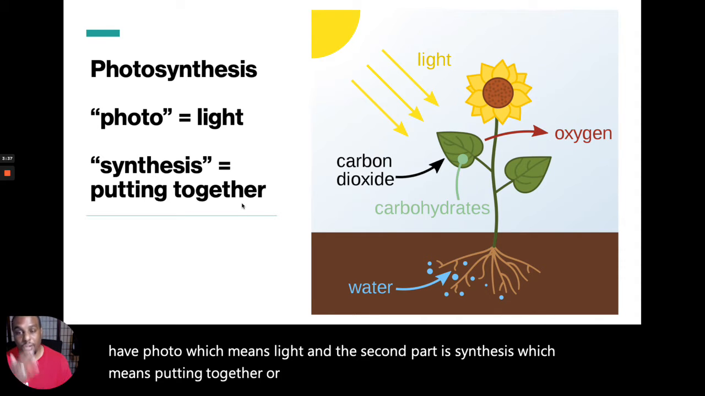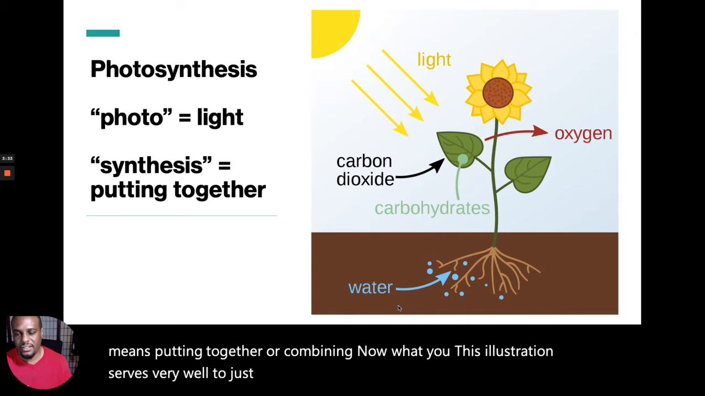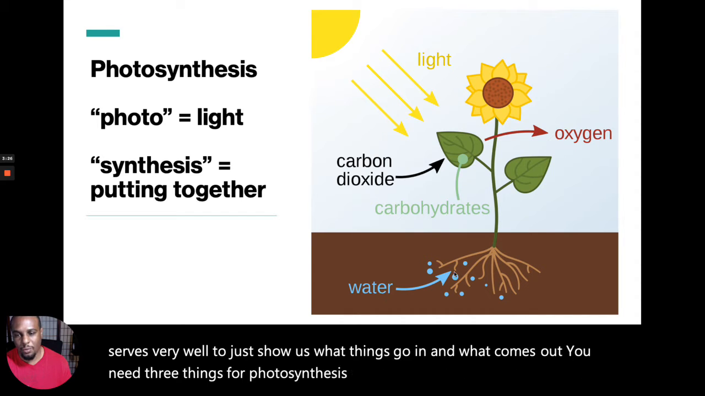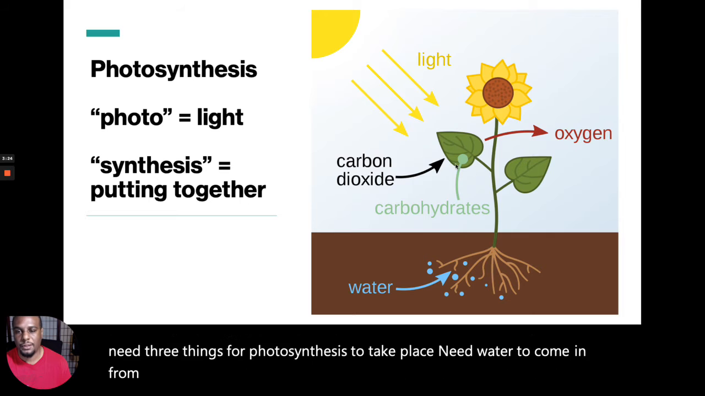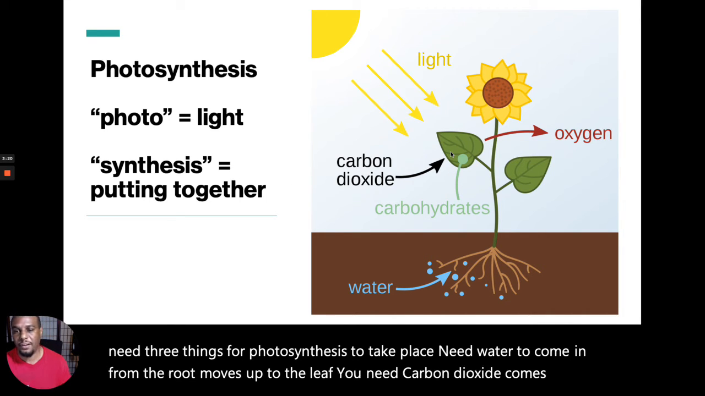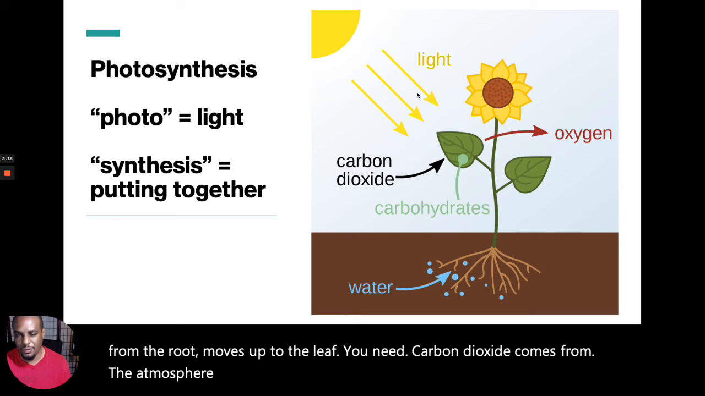Now, this illustration serves very well to just show us what things go in and what comes out. You need three things for photosynthesis to take place. You need water to come in from the root, moves up to the leaf. You need carbon dioxide, comes from the atmosphere, and you need light, which comes from the sun.